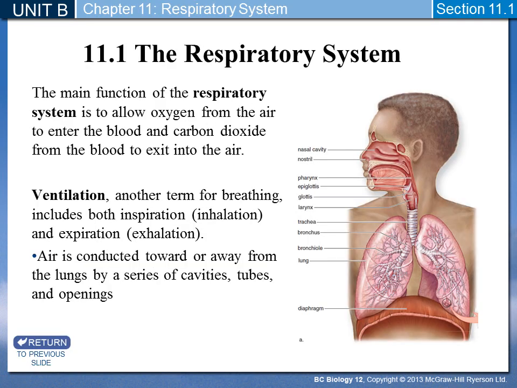On the right-hand side here, you can see a diagram of the respiratory system. The main function of the respiratory system is to get oxygen into the blood and get rid of the carbon dioxide from the blood and have that exit. Another word for breathing is ventilation, and that includes both the inhalation, taking air in, and expiration or exhalation, where we're exhaling. When we have the inhalation and exhalation, air is conducted towards or away from the lungs by a series of cavities and tubes and openings. So we're going to go through all of those different openings in this lesson.